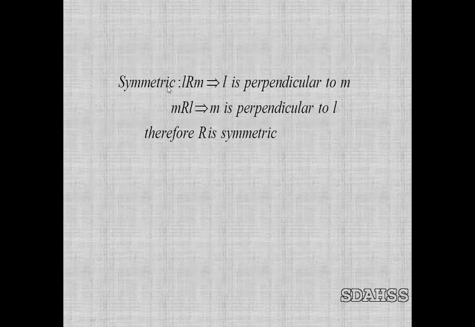Then symmetric. Symmetric means A is related to B implies B is related to A. So L is related to M means L is perpendicular to M. At the same time M is perpendicular to L. So R is symmetric.